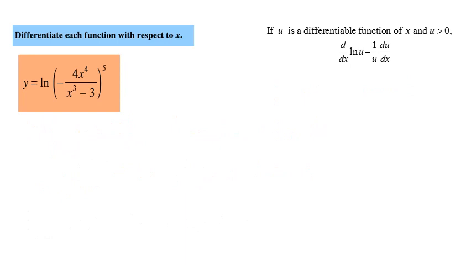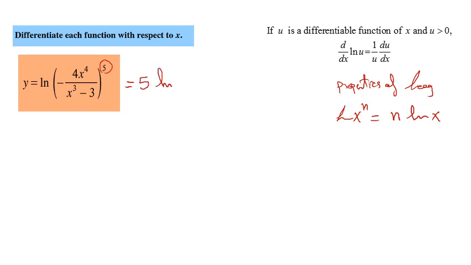Differentiate the function with respect to x, and the function is y is equal to ln of negative 4x to the power 4 over x to the power 3 minus 3, all to the power 5. As we know from the properties of logarithm, ln of x to the power of n is the same as n ln of x. So I can write this y as 5 ln of negative 4x to the power 4 over x to the power 3 minus 3.